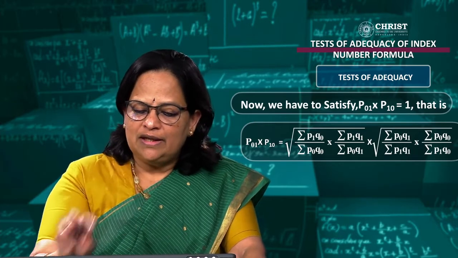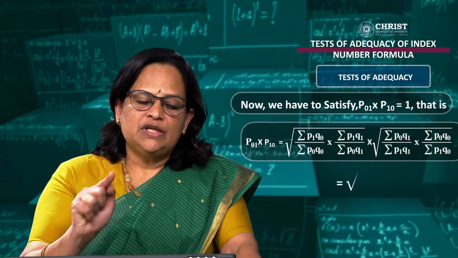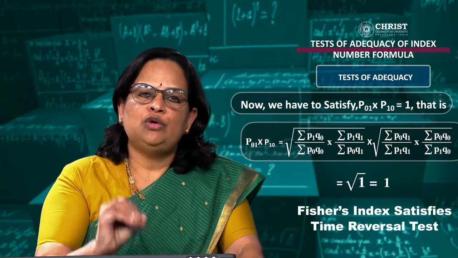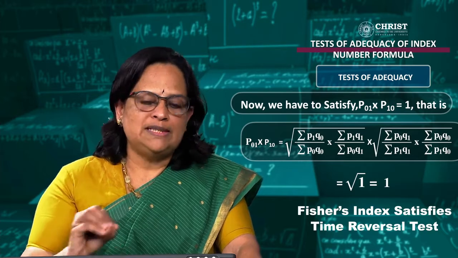When we take those values, we can see that common values cancel. That is why we get root 1. The result will be root 1, that is equal to 1. That means Fisher's ideal index is satisfying the time reversal test.